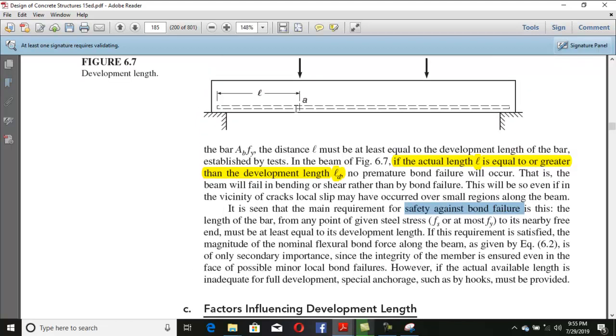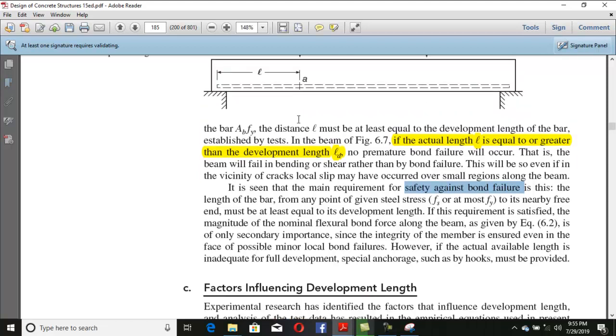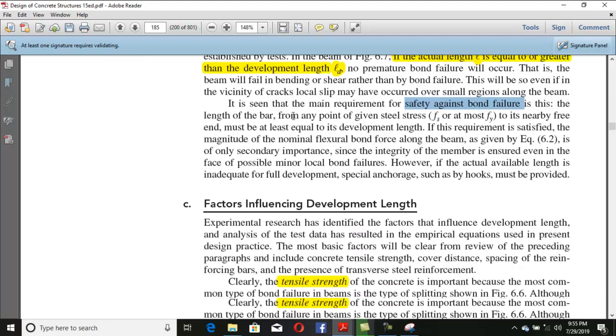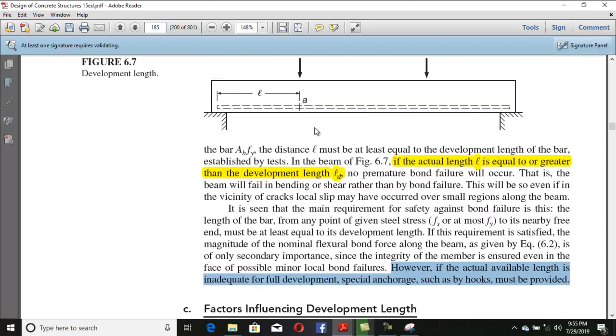The length of the bar which is embedded into the concrete should be greater than or equal to the development length. If it is not, bond failure will occur, slippage will occur. One of the most important things mentioned in this last paragraph is also very important for us to know about. If this development length is not justified.